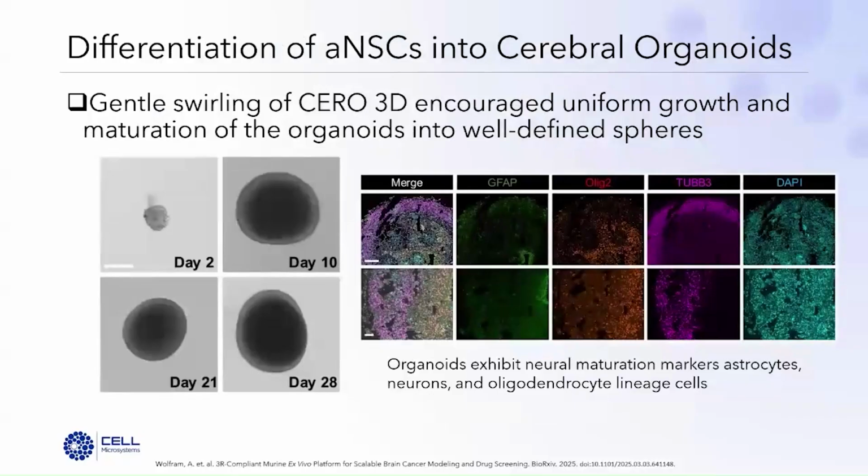So I mentioned they developed protocols to differentiate those neurospheres into mature cerebral organoids. And here in this image, you're looking at the neurospheres as they differentiate into organoids. And to begin to characterize those organoids, they did sectioning and staining of the organoids. And you can see here that they exhibit the canonical neural maturation markers for astrocytes, neurons, and oligodendrocyte cells.